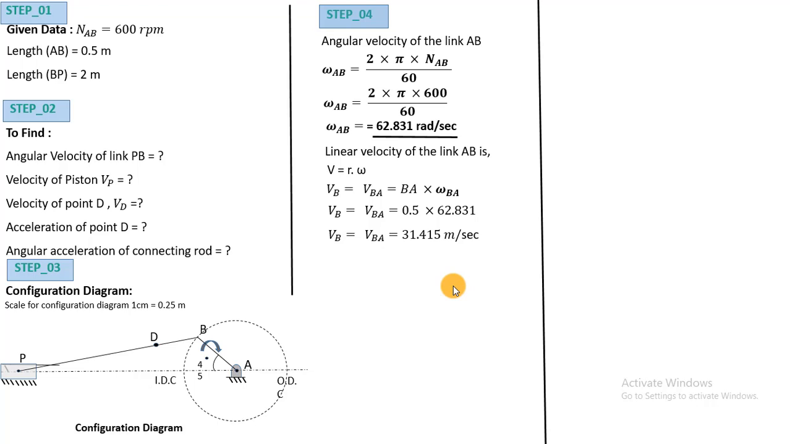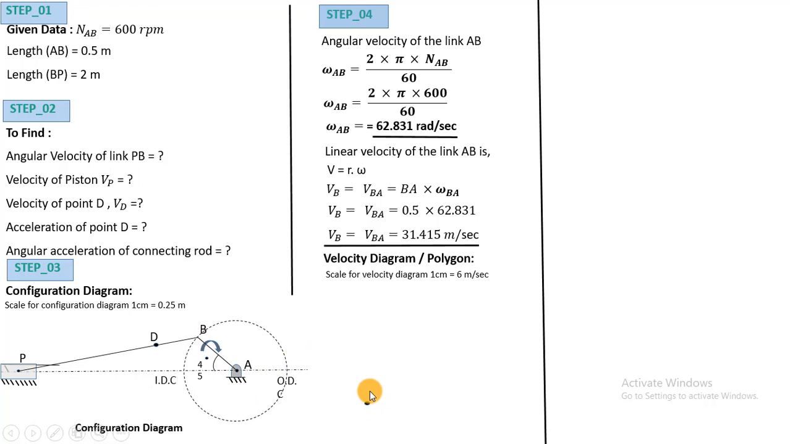So let's start with the construction of the velocity polygon. Here the point A is fixed. Take a point in the space. Before that, we have to consider the scale for the velocity polygon, because the magnitude of the velocity of point B is 31.415 meter per second. So we'll take 1 centimeter to represent a linear velocity of 6 meter per second. According to this scale, we have to draw the velocity vector of the link AB. The linear velocity vector for the link AB is perpendicular to link AB.